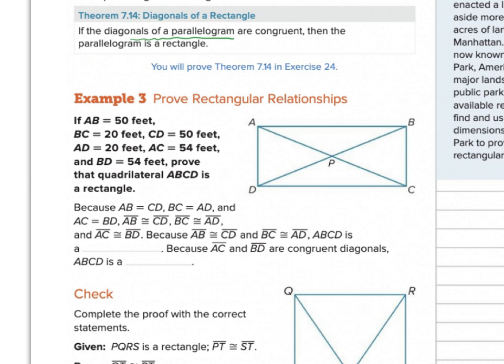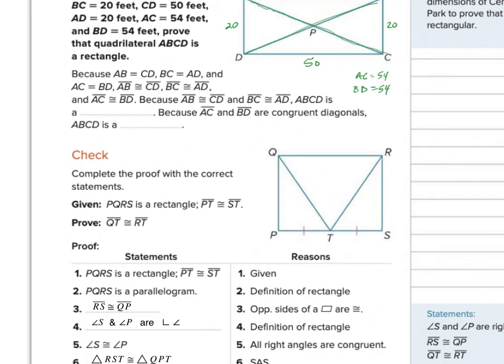Let's see here. AB is 50. BC is 20. CD is 50. AD is 20. And then the entire diagonal there is going to be 54. And the entire diagonal here is going to be 54. So prove that ABCD is a rectangle. Well, my two diagonals are equal. So in this case, we said that AC is equal to 54. BD is equal to 54. So since my two diagonals are congruent, we have a rectangle. Okay, just being able to use those definitions and understanding them.